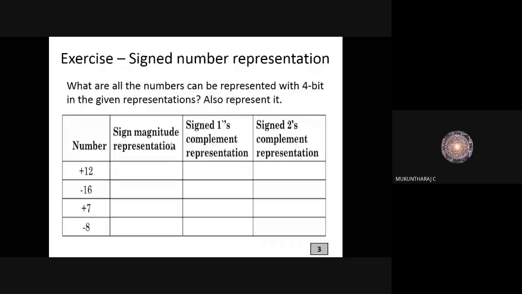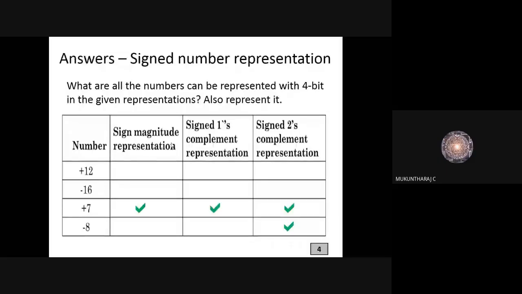The first exercise given in the last session is: what are all the numbers that can be represented with 4 bits in the given representation, and also represent them. In the first column, the numbers are given: plus 12, minus 16, plus 7, and minus 8. In the second, third, and fourth columns, the respective representations are listed. You can represent plus 7 in all three representations because it is a positive number.